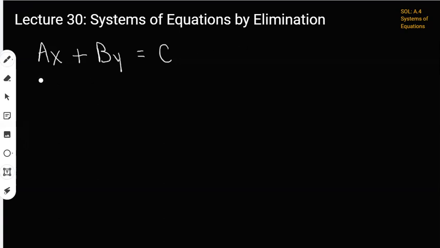Let's add a second equation to that: dx plus ey equals f. So that's my second equation. So we're going to be looking at systems of equations like this today. And what we're going to be doing is using these systems and using elimination to solve them. So let's check out some of the questions on the classwork.